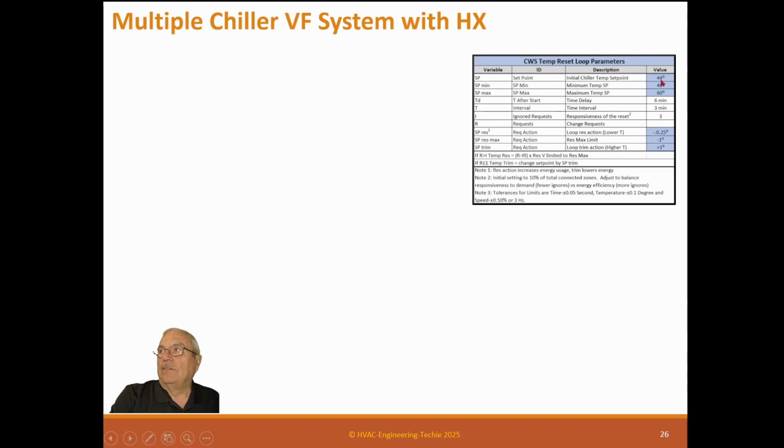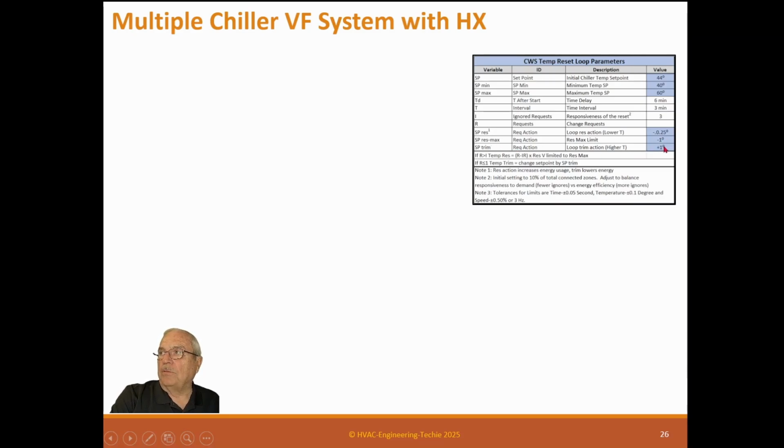So this is a 44 degree set point, with a 40 to 60 reset range. Time delay is 6 minutes, the startup time delay. Our normal seek time is 3 minutes. Our ignored requests are 3. Remember, that's 10% of our coils. And then we have the R's, our reset requests coming in. SP res, which lowers the temperature, is 0.25 for every reset we receive. So we're going down a quarter degree. The maximum we will go down is 1 degree, so we'll go down 4 reset units if we need to.